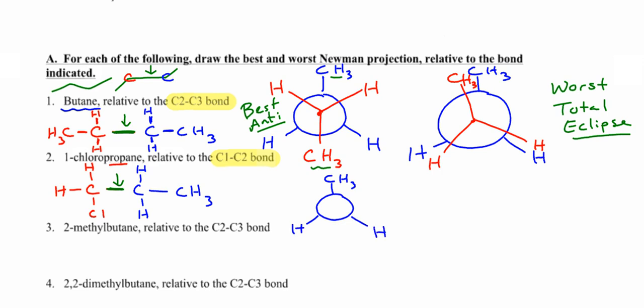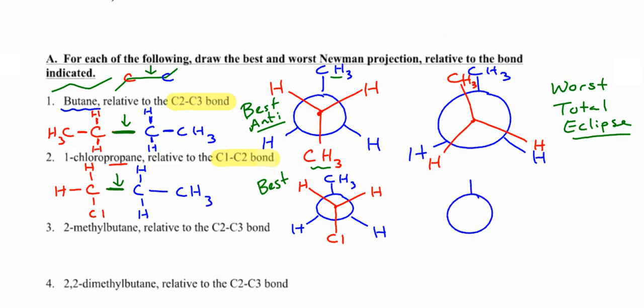What's in the front? I have a carbon, and I'm supposed to do the best versus the worst. So anything that's not a hydrogen is always going to be larger. So let's put the Cl as far away as possible, and let's do a staggered formation. So again, this is my best, the least strain. What's the worst? Some sort of an eclipse.